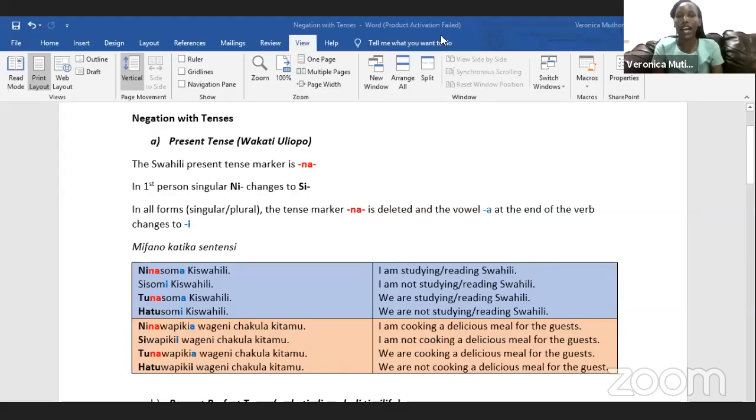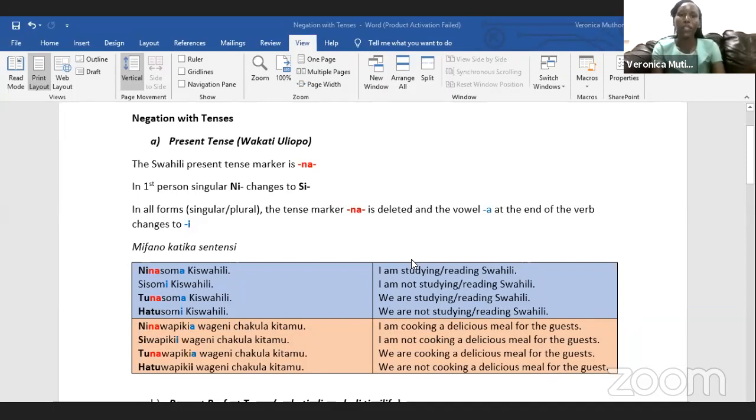Today we'll be talking about negation in Swahili using tenses, how we negate Swahili statements. This is going to be based on the Swahili tenses that we have. We have several Swahili tenses, but today I'll major on the present tense, that is wakati uliopo. And then I will also be talking about negation in the future tense and also negation in the past tense.